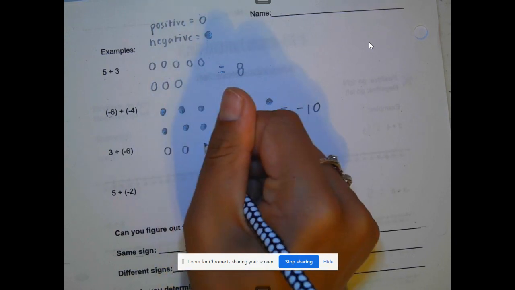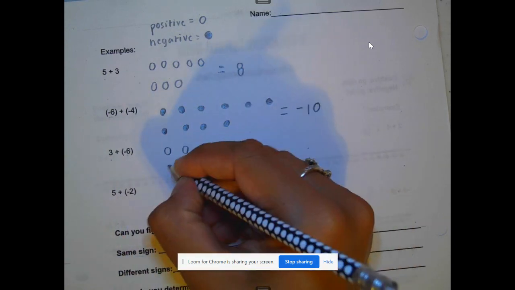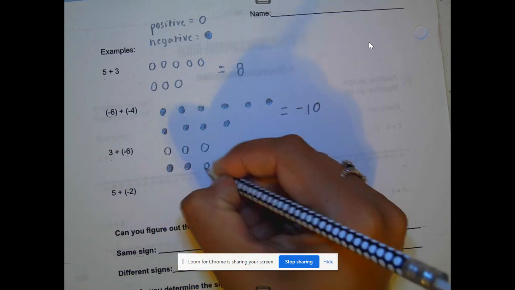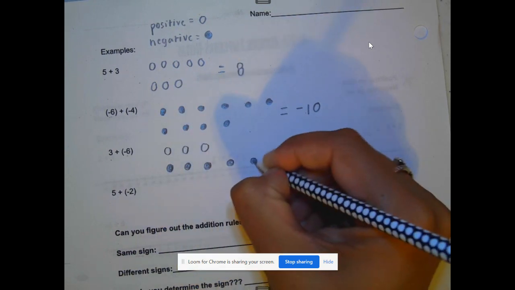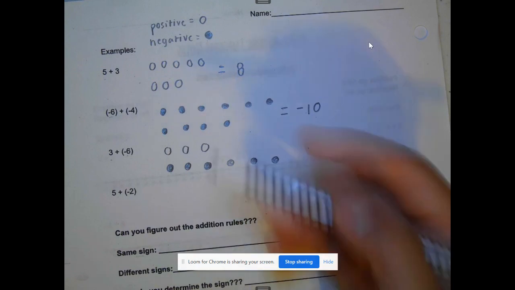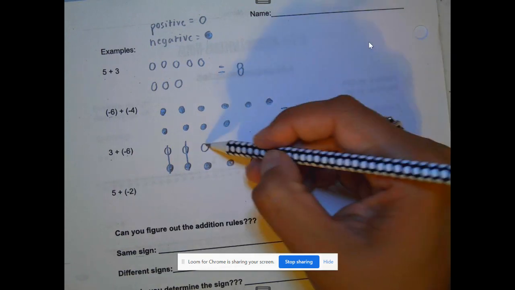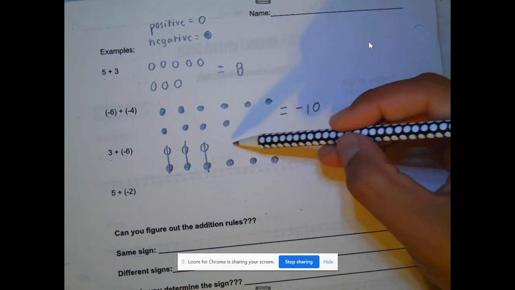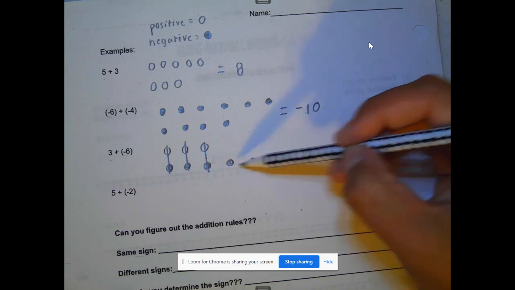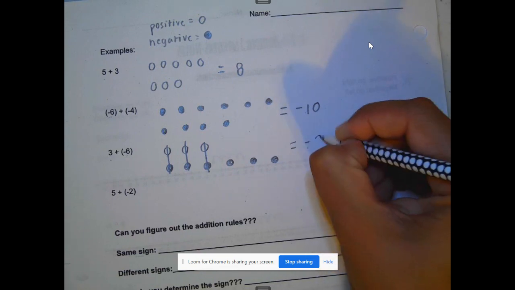1, 2, 3. And now we're going to draw 6 closed circles for negative 6. 1, 2, 3, 4, 5, and 6. So now we're going to cancel stuff out. Remember, a positive chip and a negative chip cancel each other out to equal 0. So these cancel each other out. These cancel each other out. And these cancel each other out. There's no other open circles that can cancel these out. So now we're left with 3 closed circles, which represents the answer of negative 3.